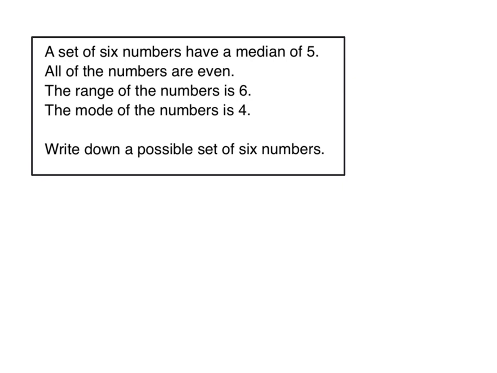The first thing that I'm going to do for this is draw little dashes to represent the 6 numbers. 1, 2, 3, 4, 5, 6. All of the numbers are even. Let's highlight that so I remember that in a bit. The range of the numbers is 6. I missed out the top line. A median of 5. Mode is 4.